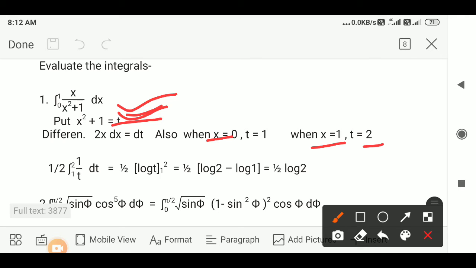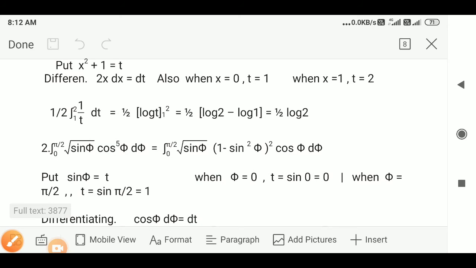Now limits are changed. If you put another variable, then you have to change the limits. Limits become 1 to 2. Here the limits are of variable t. T's limits are 1 to 2. So that will become 1 upon 2 log t, from 1 to 2. So put the value of 2 first and then 1. So we get 1 by 2 log 2. This is the result.